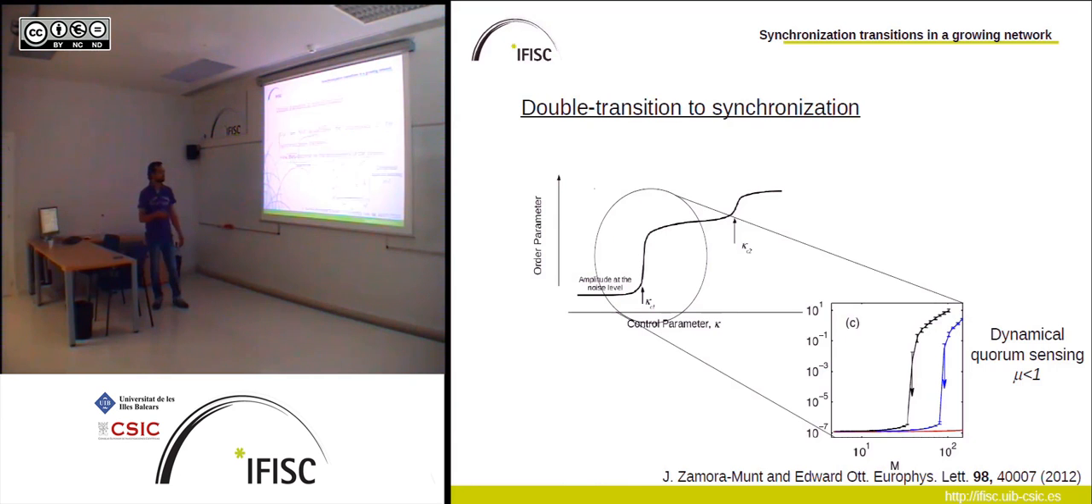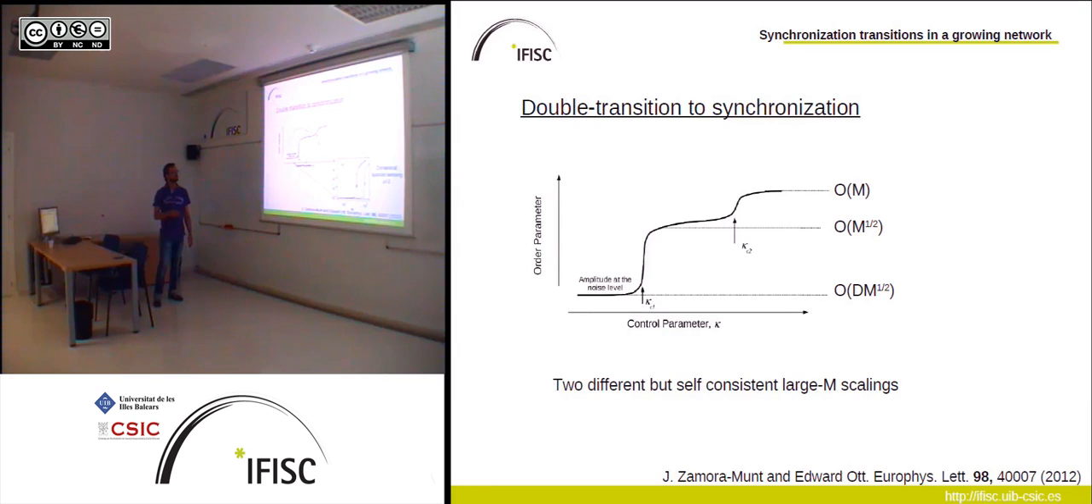So what we found from this study, focusing on the case of dynamical quorum sensing, the case of pump current below the threshold, is that we can find a double transition to synchronization, which means that we can go from an amplitude at the noise level to a sharp increase of the coherence of the system to a new level that is, let me show, of the order of m squared, to a new transition for large enough number of oscillators in our system of the order of m.